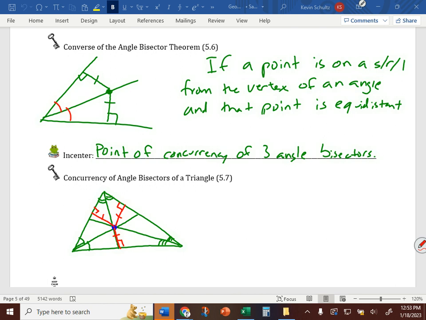Okay. So, point of concurrency, incenter. The thing to remember is that it is equidistant from the sides of a triangle. Equidistant from the sides of the triangle. And there's the example there.